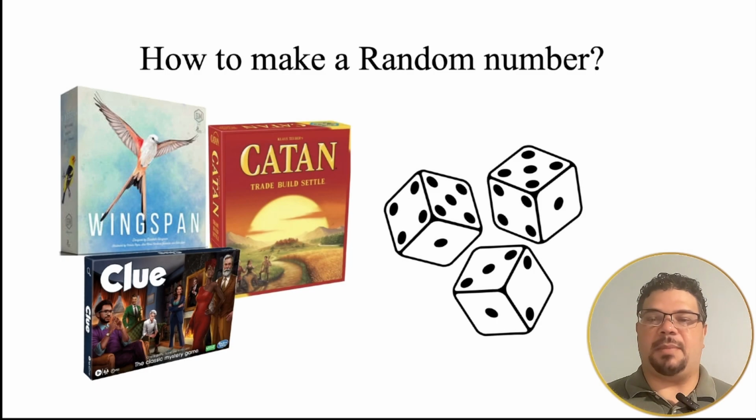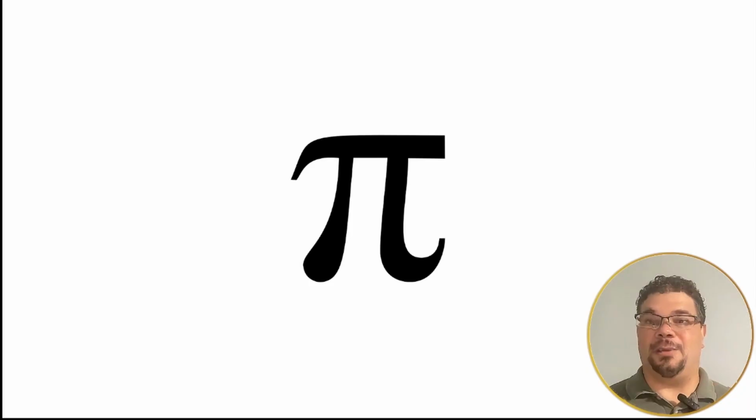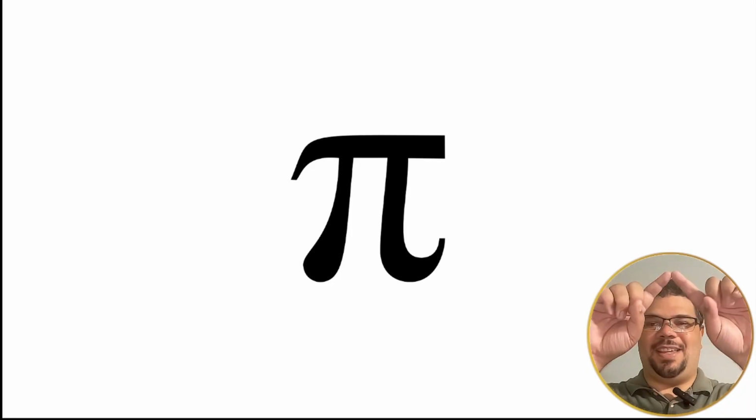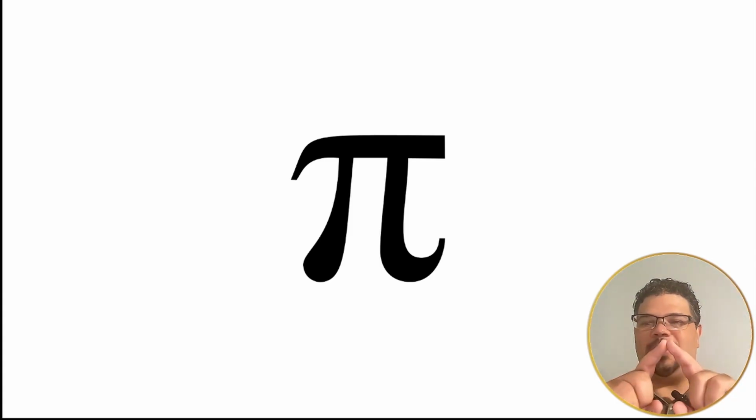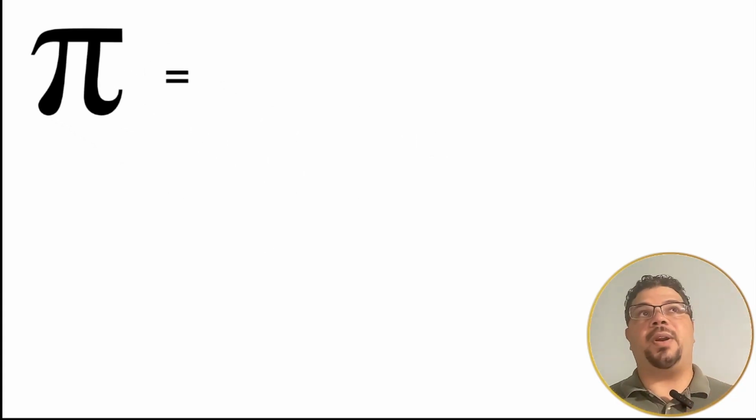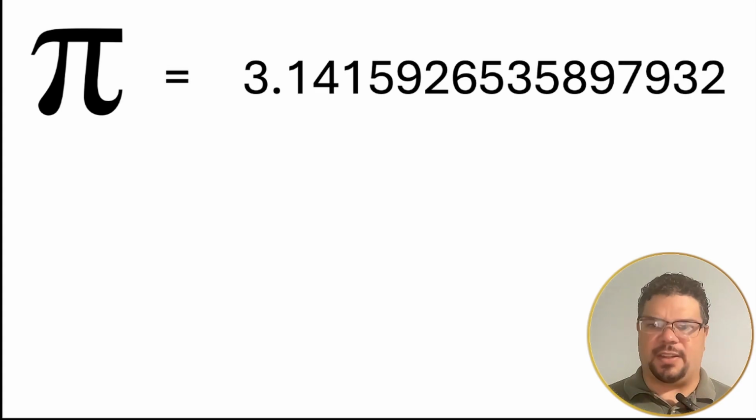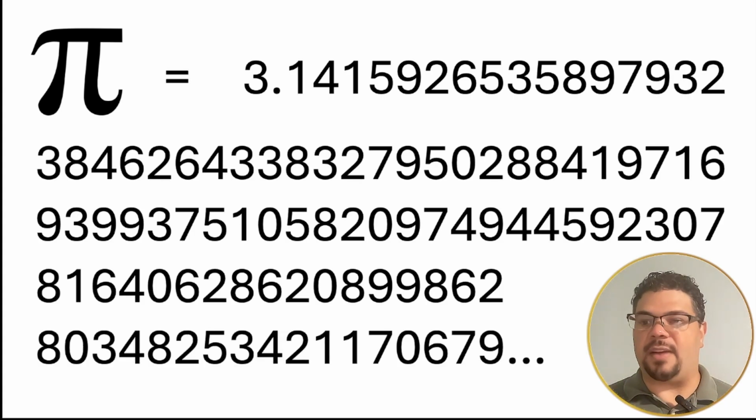Well, the first thing that came to my mind was using a mathematical constant that has random-like digits to it. And of course, I'm thinking about the most famous mathematical constant, pi, the ratio of the circumference of a circle to its diameter. 3.14159265 and so on. In fact, the digits go on forever.